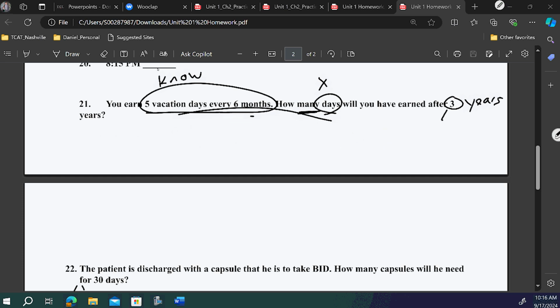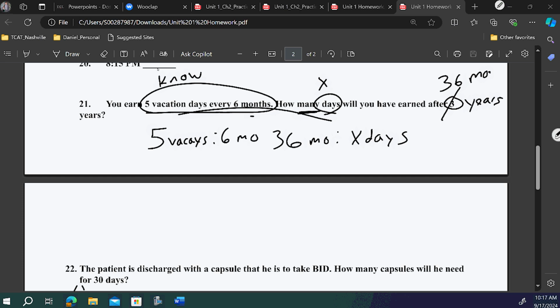So we convert this 3 years to 36 months just to make it easier on us. And now we have it. We have 36 months is to X days. I know I get 5 vacation days, so I'll say 5 vacays. I'm just making up stuff. 5 vacays to 6 months, and then an equal sign there. Now I've got my math.